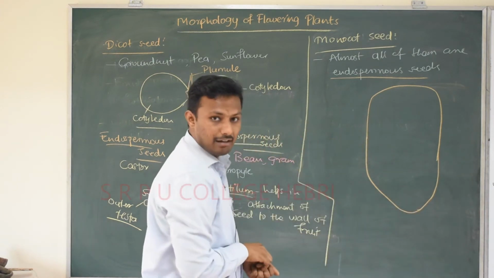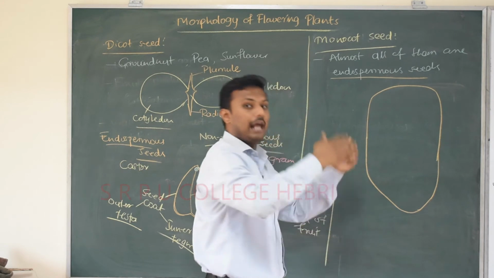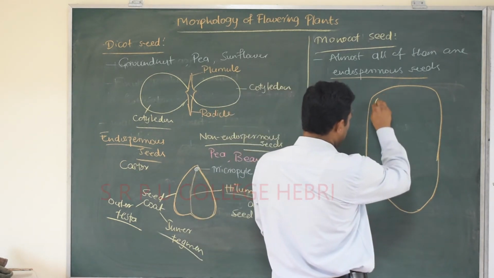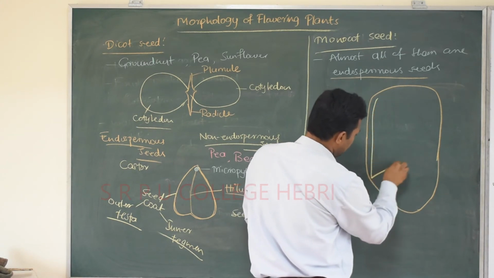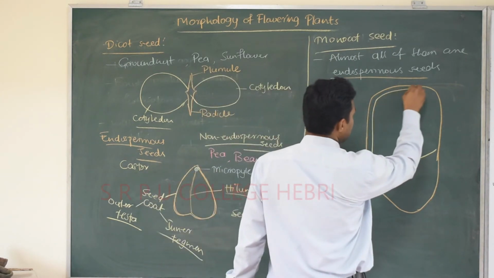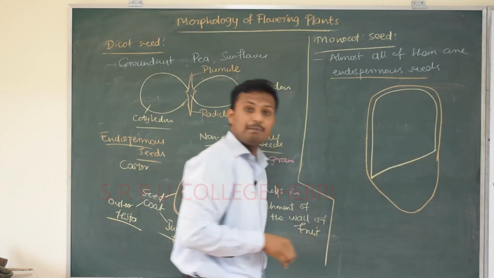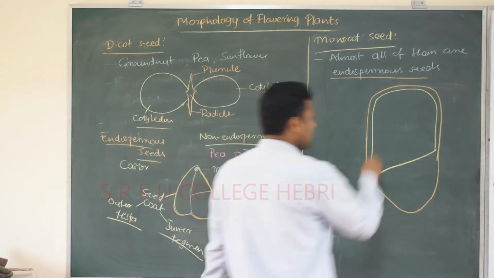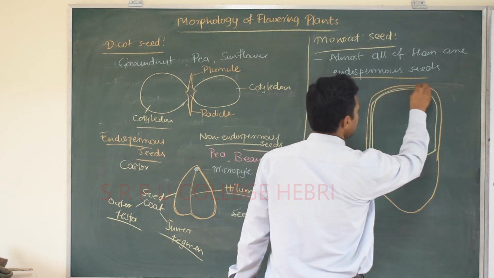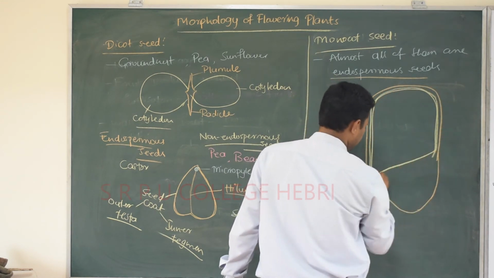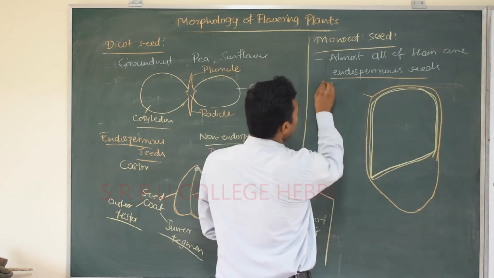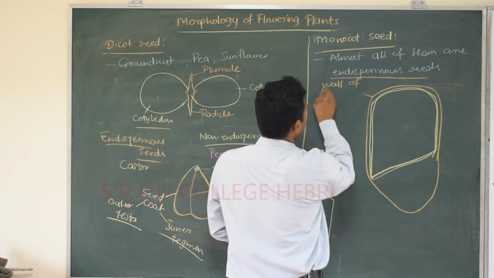And it will have a single cotyledon and a large bulky endosperm here. See, the large bulky endosperm covers most of the region inside the seed, and this endosperm is surrounded by a proteinaceous layer called the aleurone layer. See, the yellow layer what you are seeing is the aleurone layer. So this is the wall of the fruit and seed. Wall of fruit and seed.